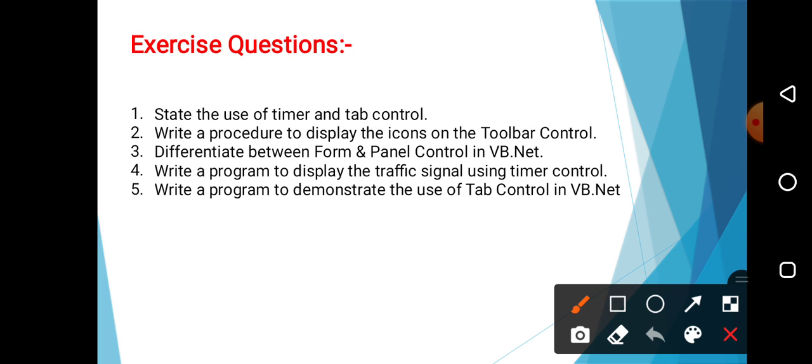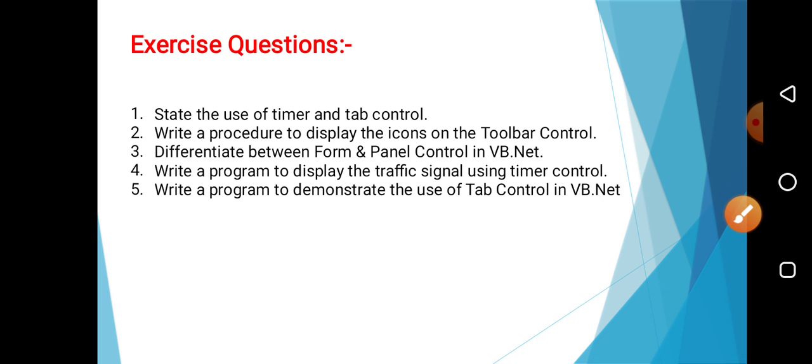Now based on this we have some exercise questions: state the use of timer and tab control, write the procedure to display icons in the toolbar control, differentiate between form and panel control in VB.NET, write a program to display a traffic signal, and write a program to demonstrate the use of tab control. We will solve all of this in a live session of CAD. Okay, thank you.